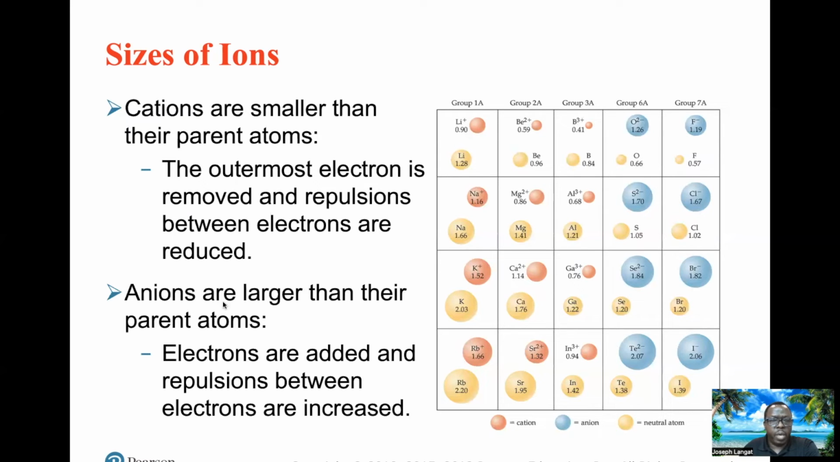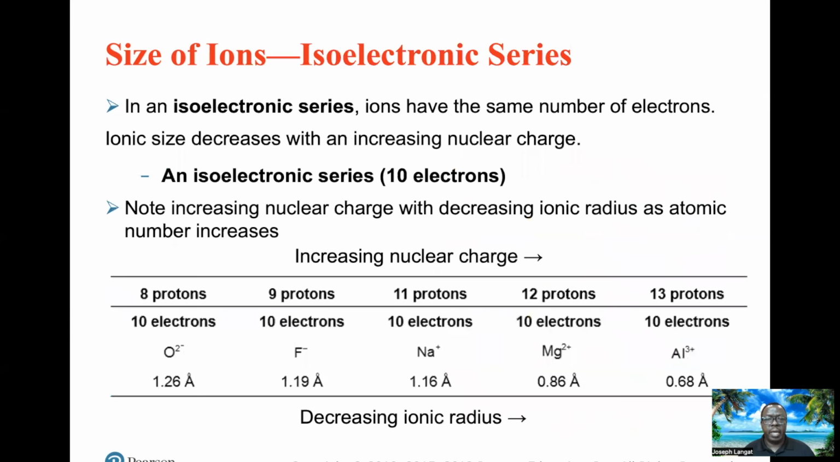And what happens when we add an electron? Adding an electron to neutral atoms, we end up with anions. And anions are larger than their parent atom because of what? Electrons are added and repulsion between electrons is increased, making the anion larger.